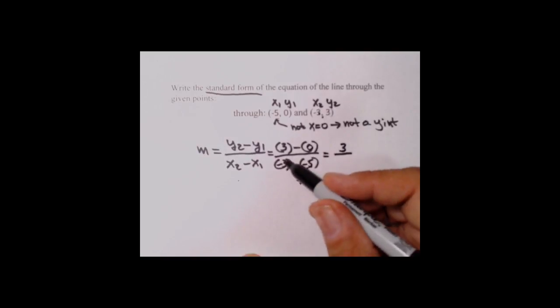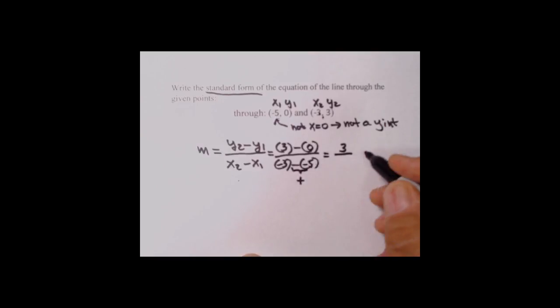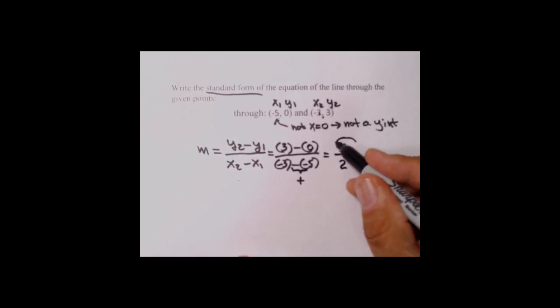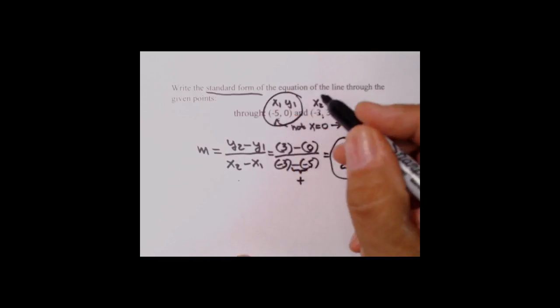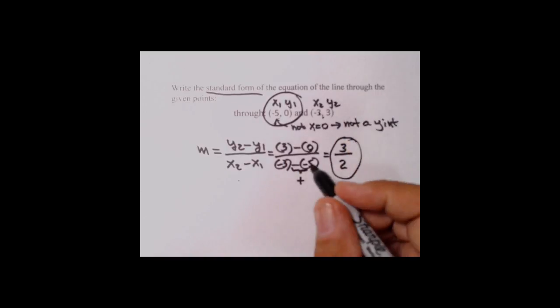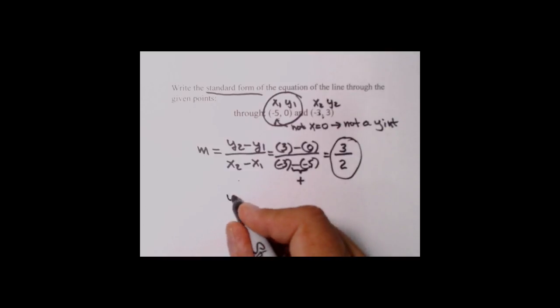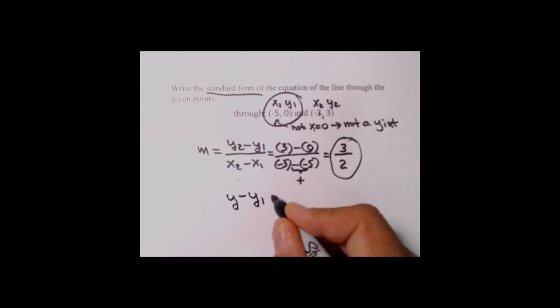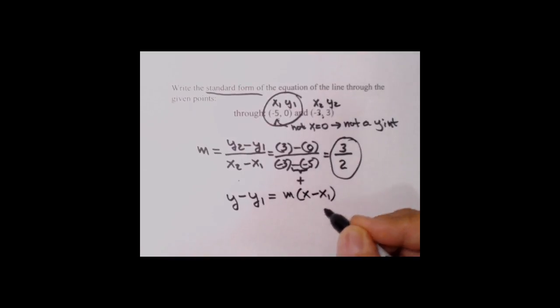Downstairs, I've got negative 3 plus 5. Well, positive wins by 2, so this is plus 2. So there's the m value right here, 3 halves, and I'm just going to use the point I have already labeled x1, y1. And of course, since we didn't have a y-intercept, that means we've got to use point slope. So y minus y1 equals m times x minus x1.